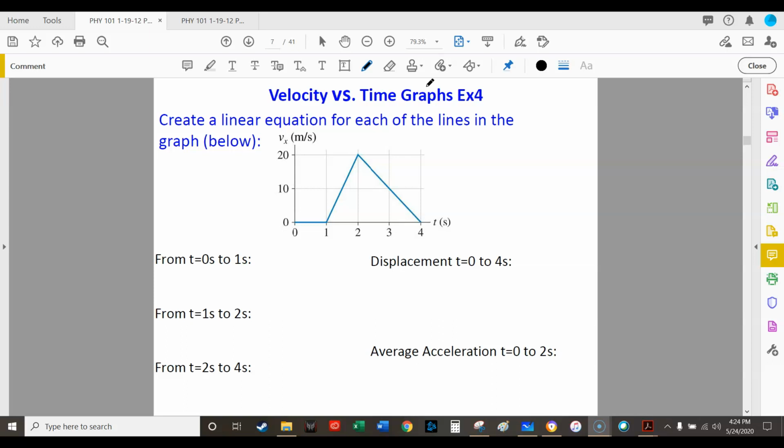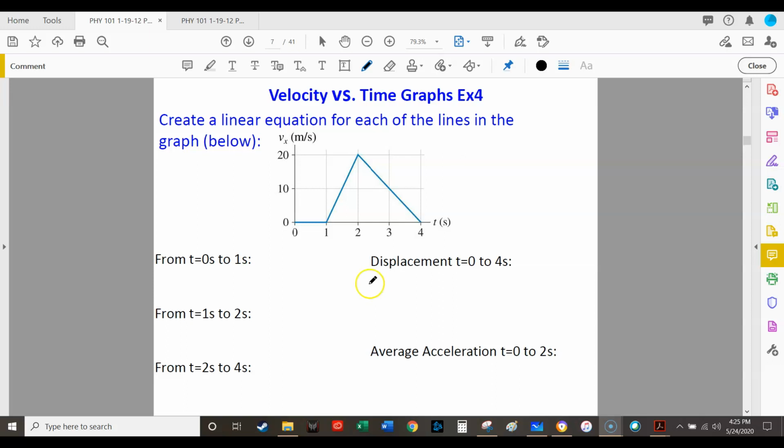We're going to do something a little bit different. We're going to do a couple things here. I want you to create a series of linear equations from 0 to 1 second, 1 to 2 seconds, and 2 to 4 seconds. I want to help you practice your linear equations and getting those velocity versus time prediction equations. And then I want you to figure out what his total displacement was from 0 to 4 seconds, using whatever method that you want. In this case, I'm going to encourage you to use just the area under the curve and use triangles to do this.